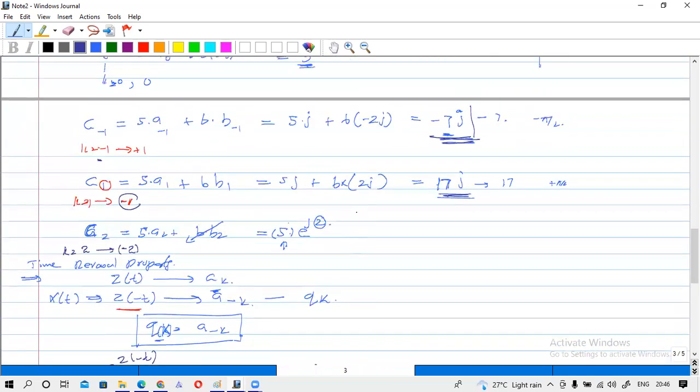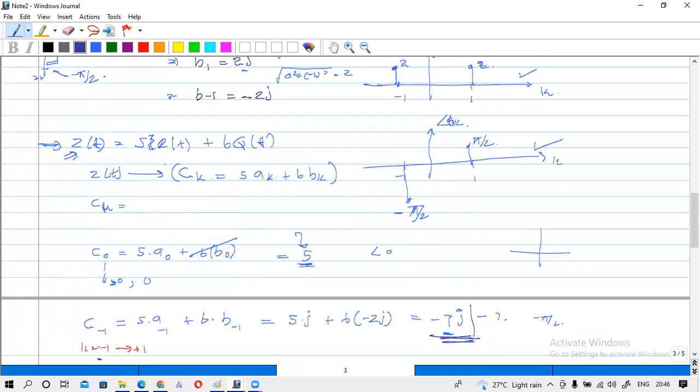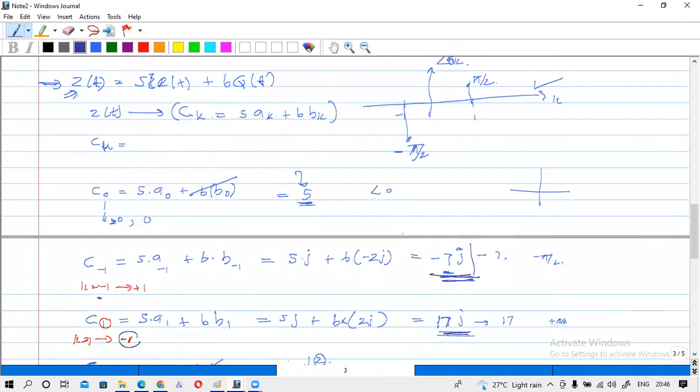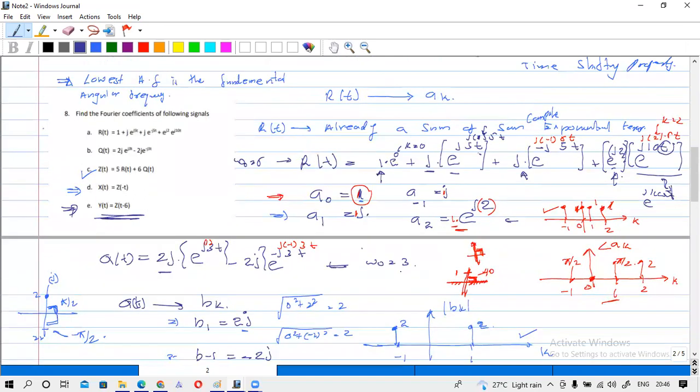So we have to find the omega naught of this z(t). So how to find that one? You can see that z(t) is made by adding this signal and this signal. We have already found the Fourier coefficients and the fundamental period of this kind of signal.